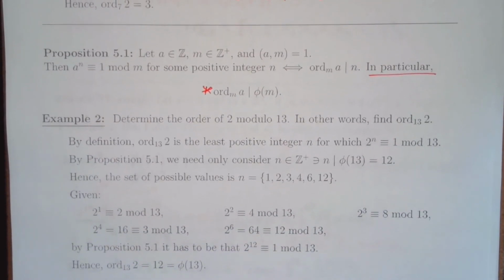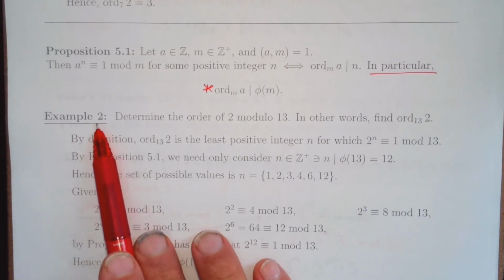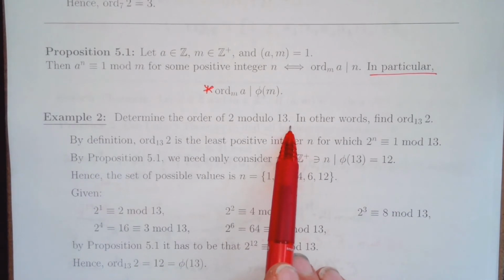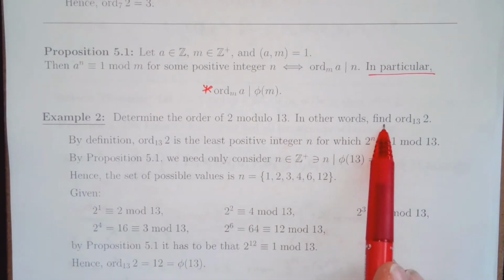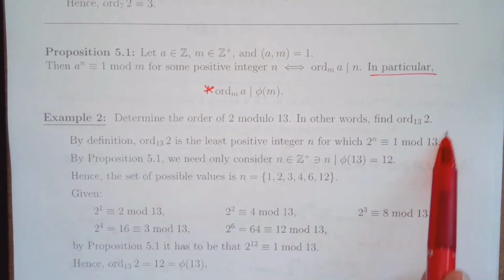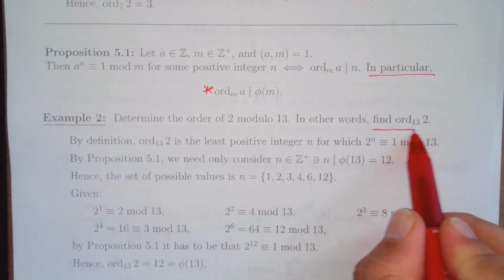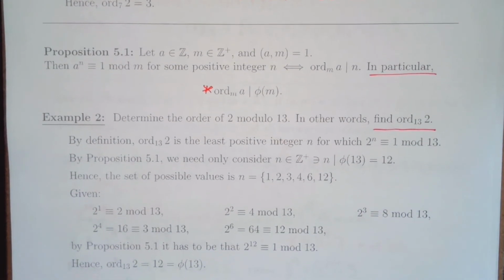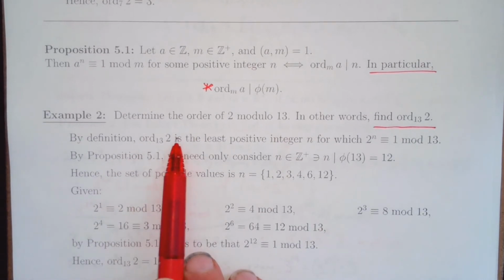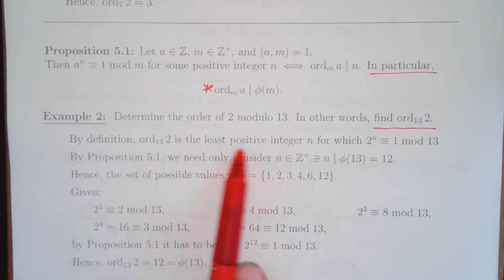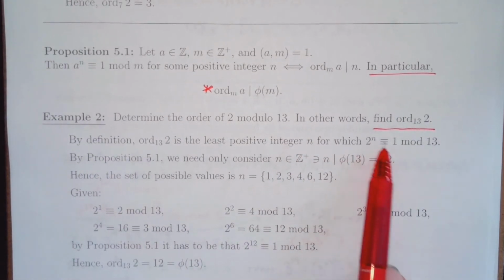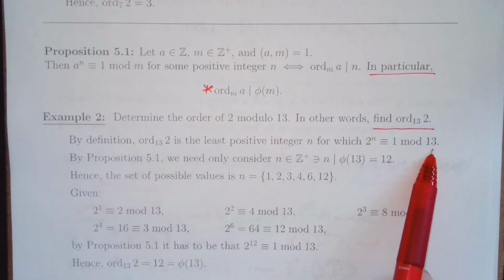Okay, so let's look at an example involving proposition 5.1. Example 2. Determine the order of 2 modulo 13. In other words, find the order of 2 modulo 13. We must be familiar and comfortable with that notation. By definition, the order of 2 modulo 13 is the least positive integer n for which 2 to the nth power is equivalent to 1 mod 13.